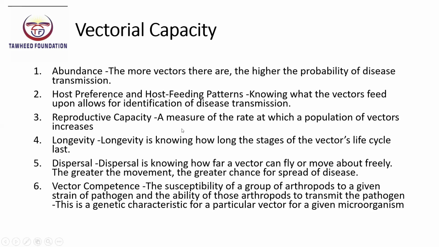Reproductive capacity, a measure of the rate at which the population of the vector increases. Longevity is knowing for how long the stages of the vector's life cycle will last. Dispersal is knowing how far a vector can fly or move freely. The greater the movement, the greater the chance for spread of diseases.